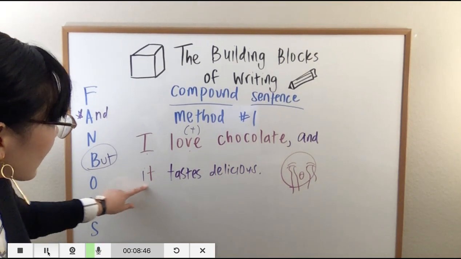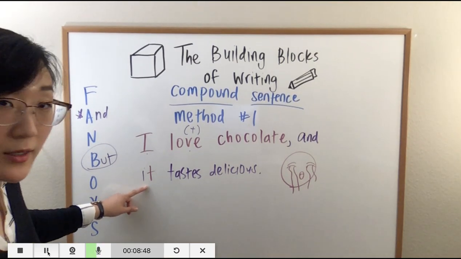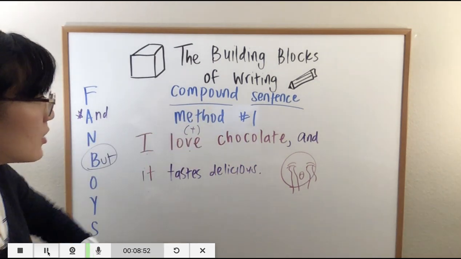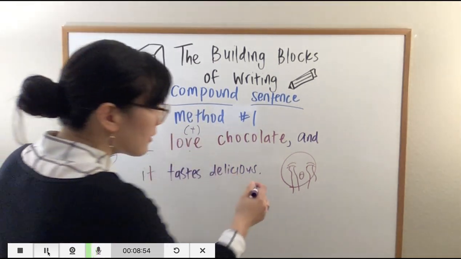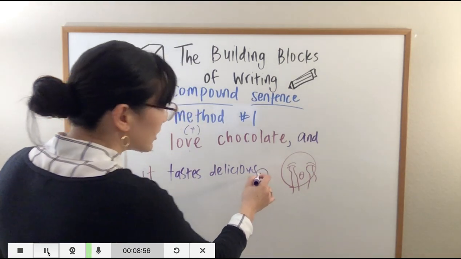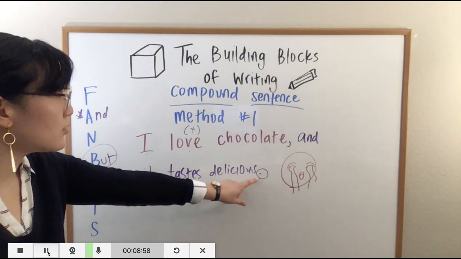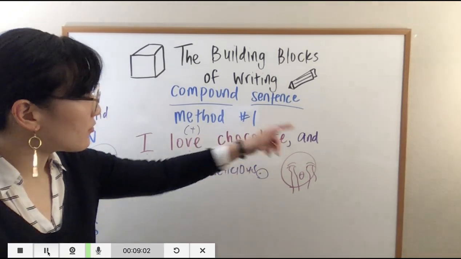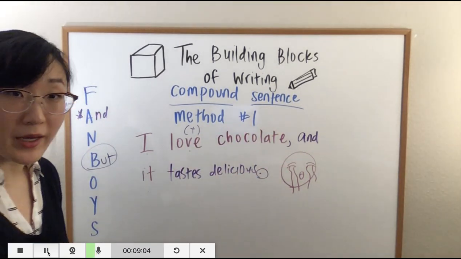Notice this second sentence, this simple sentence is not capitalized because I'm showing that there's a connection between the two. So you only have one final punctuation, one period, one exclamation mark, what have you, here, okay? So one sentence, comma, fanboys, second sentence, okay?